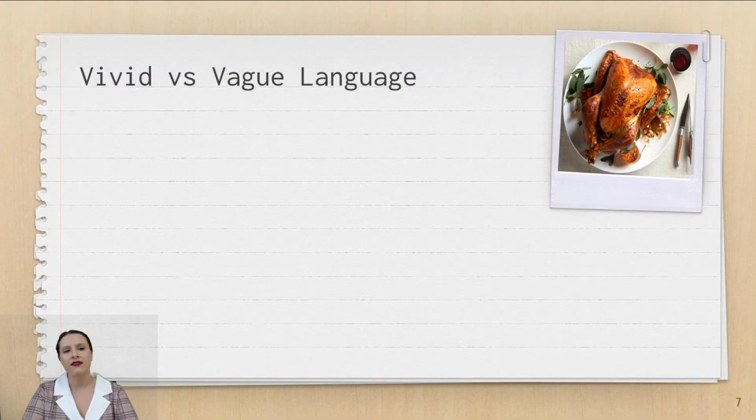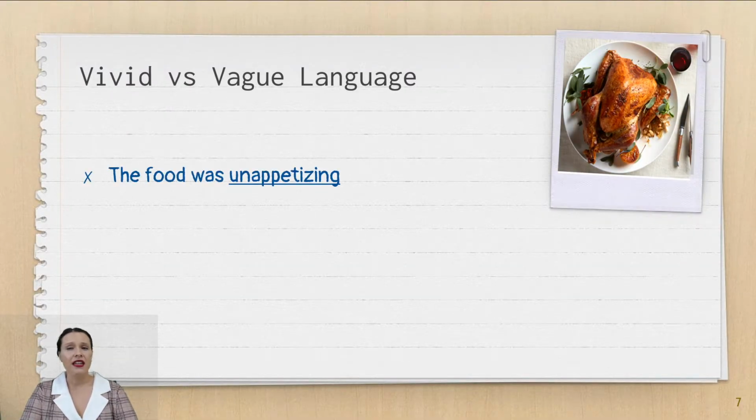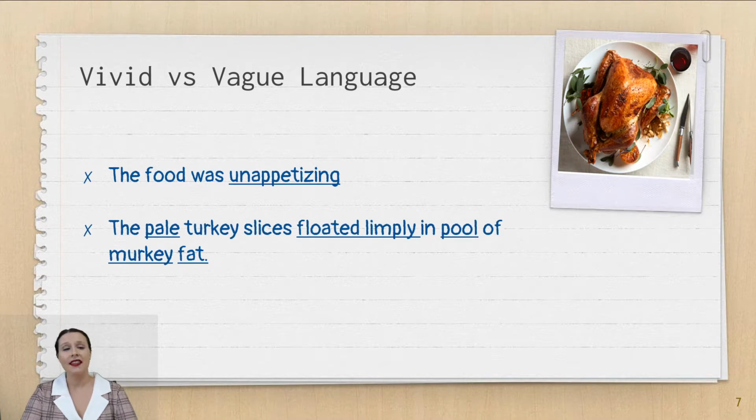The third factor is vivid versus vague language. If you're thinking about food, you can very simply say that the food was unappetizing. Grammatically, the sentence is perfect, there's nothing wrong with it, but it does not really describe what the food was like. But if we're talking about a turkey dinner, for example, we can say that the pale turkey slice floated limply in a pool of murky fat. That is very, very vivid. A pale piece of meat, no color, it's floating in some type of liquid, and this liquid is murky brown fat. It really doesn't sound appealing, and it creates a great picture.